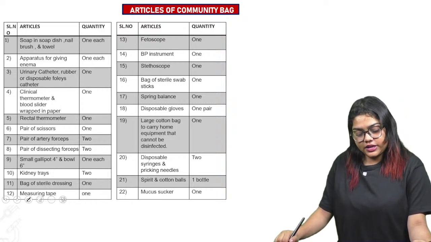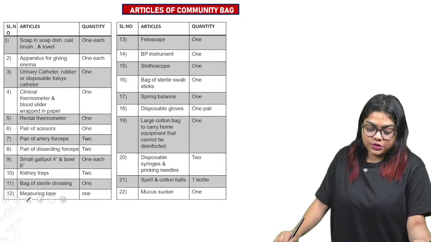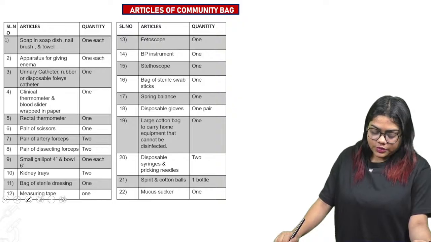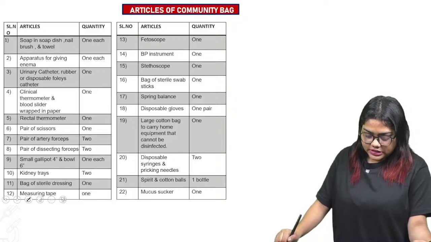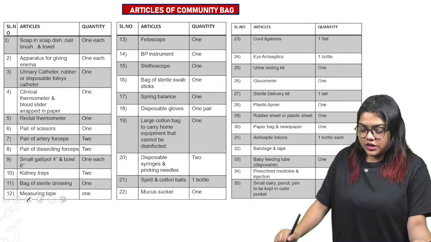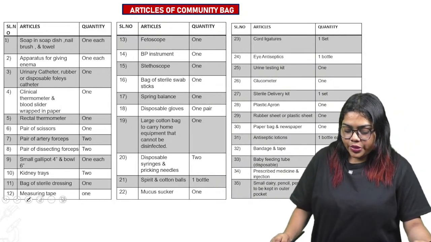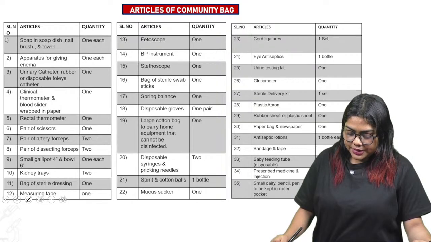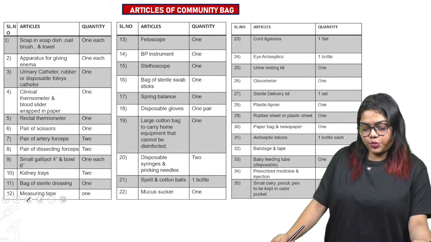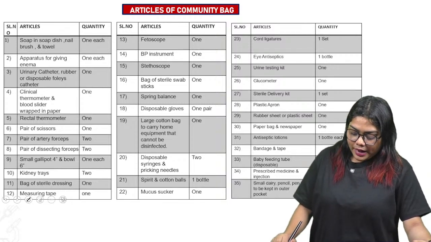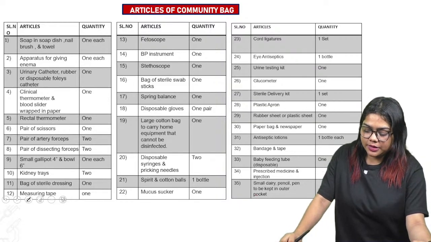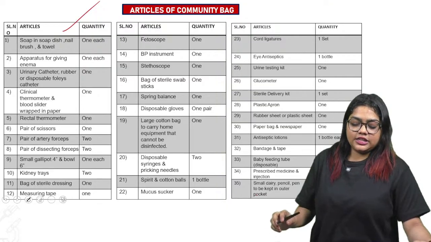Then fetoscope, BP instrument, stethoscope, bag of sterile swabs, spring balance, disposable gloves, large cotton bag to carry home equipment that cannot be disinfected, disposable syringe and pricking needles, spirit cotton balls, mucus sucker. Then cord ligature, eye antiseptic, urine testing kit, glucometer, sterile delivery kit, plastic apron, rubber sheet, plastic sheet, paper bag and newspaper, antiseptic lotions, bandage and tape, baby feeding tube, prescribed medicine and so on. A small diary, pencil and pen are to be kept in the outer pocket. So this is the list of the articles that are present in the community bag.